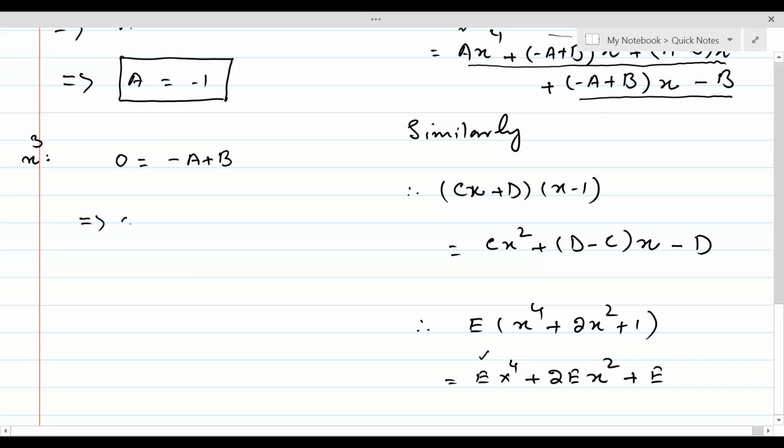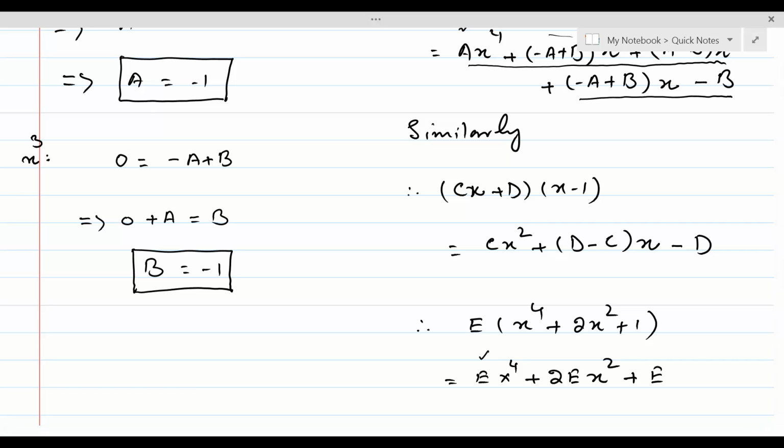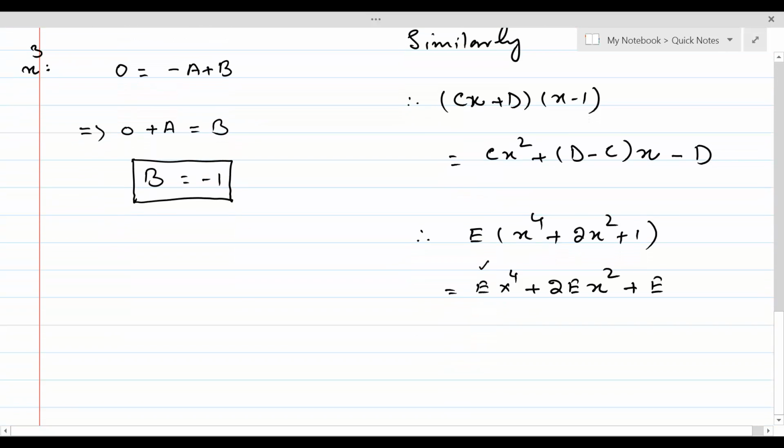This means 0 plus A is equal to B, which means B is equal to -1 as well, because B and A are equal. So now we have A, B, and E, and we are done comparing coefficients of x⁴ and x³. Now it's time to compare coefficients of x².